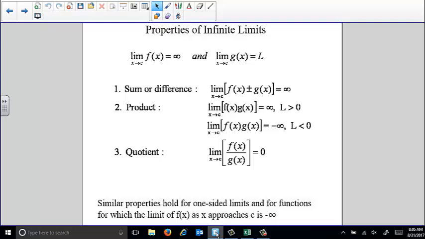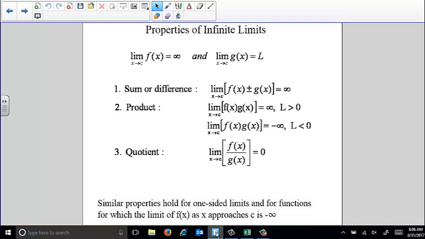A few little things to clean up here before we move on to chapter 2. Again, don't copy this down. It's in your book. So it's the properties of infinite limits, and what we have is two functions like we've had before, f of x and g of x. One of the functions has an infinite limit as x approaches c, and the other function has a finite limit, L.